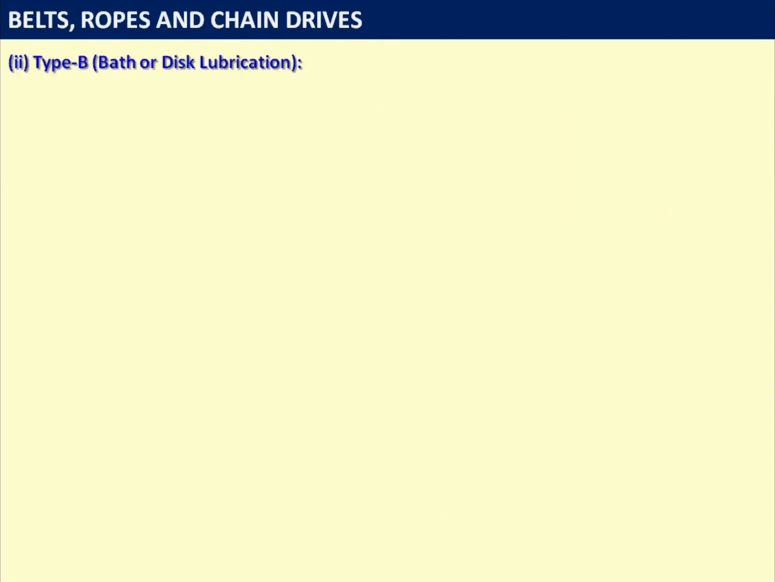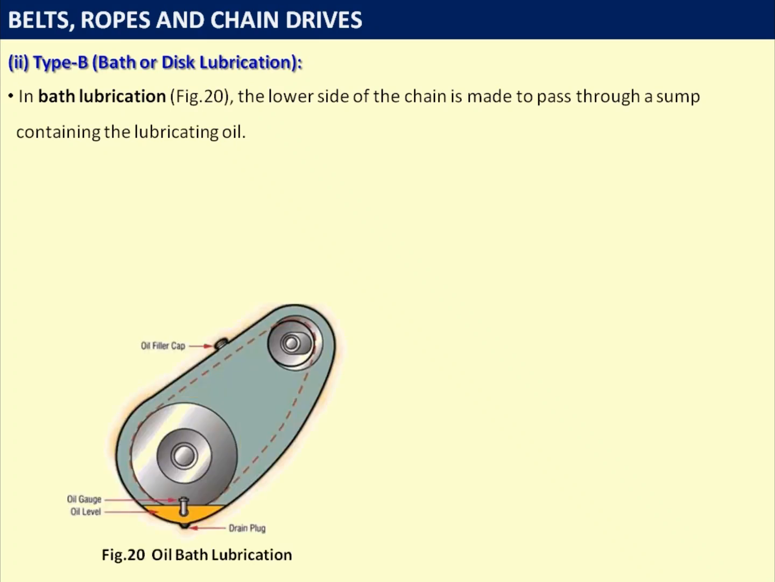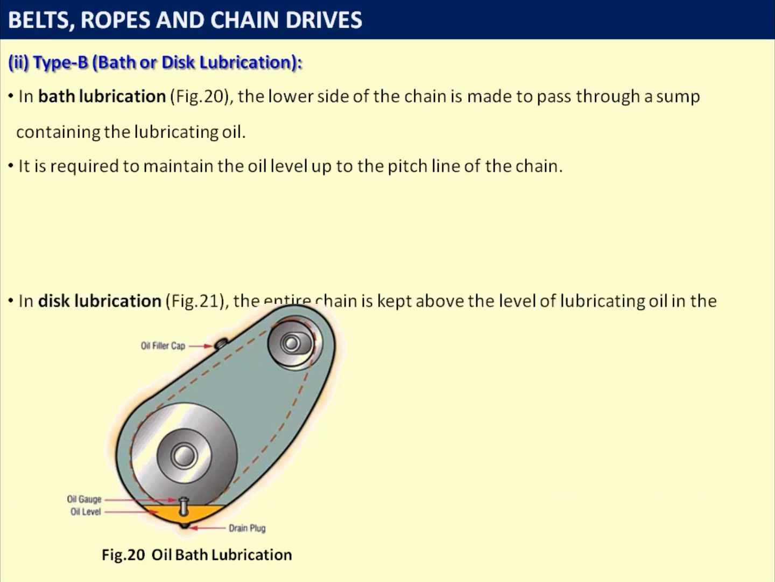Now second, type B, which is bath or disc lubrication. In bath lubrication, the lower side of the chain is made to pass through a sump containing the lubricating oil. In this figure we can clearly see the yellow is nothing but the oil, and the lower side of the chain is passing through the sump of this lubricating oil. It is required to maintain the oil level up to the pitch line of the chain, so that the lower part of the chain is completely dipped into the oil continuously.